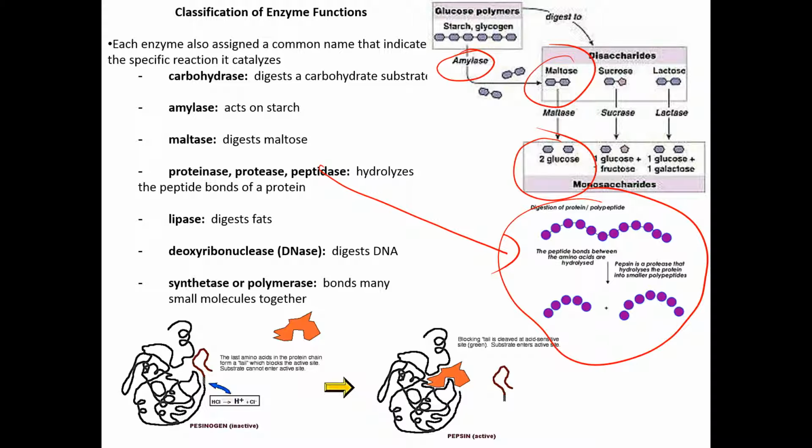Then you have synthases or polymerases that polymerize these smaller monomeric units, like sugars, amino acids or nucleotides, and string them together into longer strands, making your polymer. Something like DNA polymerase polymerizes nucleotides into your nucleic acid of DNA, your polynucleotide.